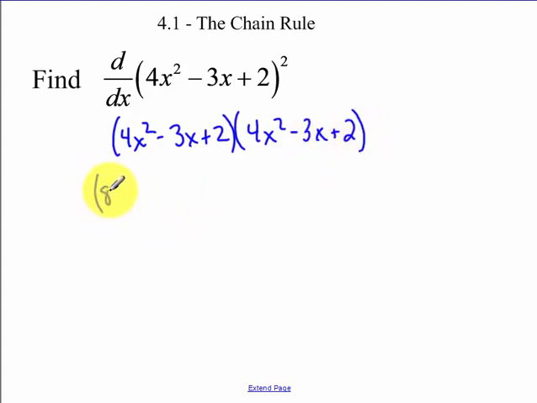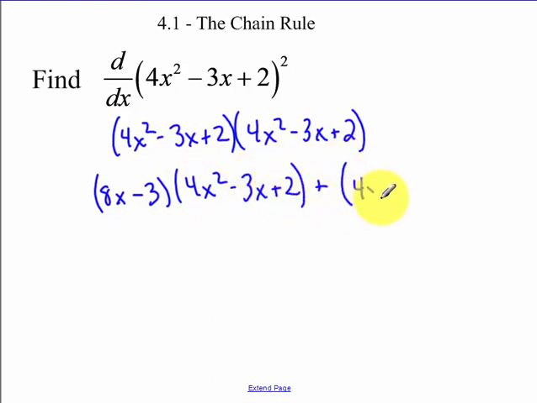Derivative of the first, leaving the second alone, plus leaving the first alone, derivative of the second. So when you look at this, we really have two of the same terms.